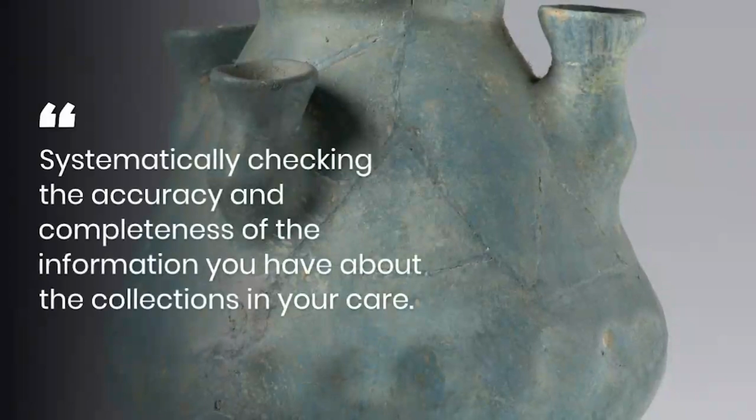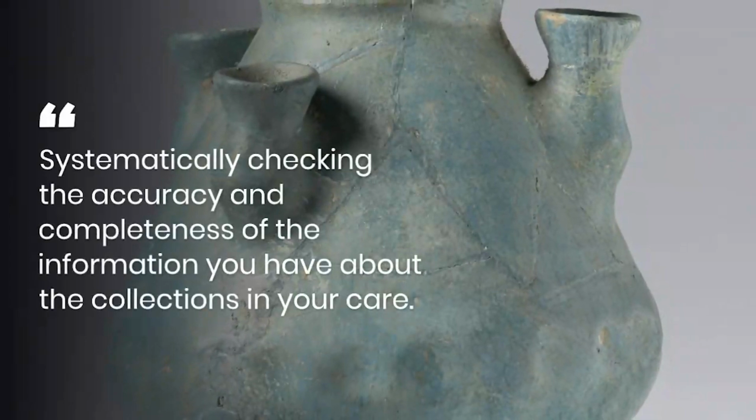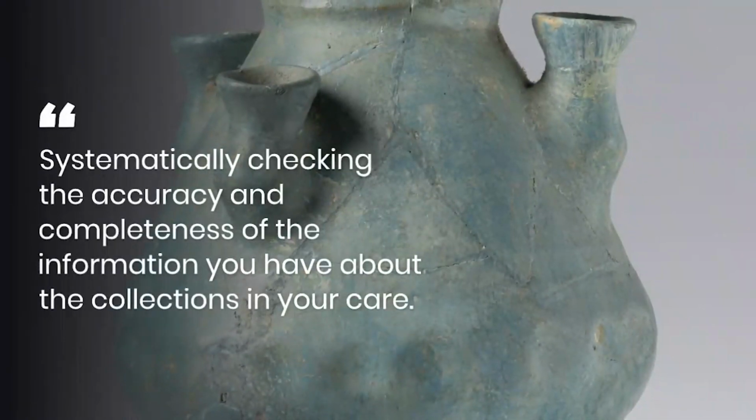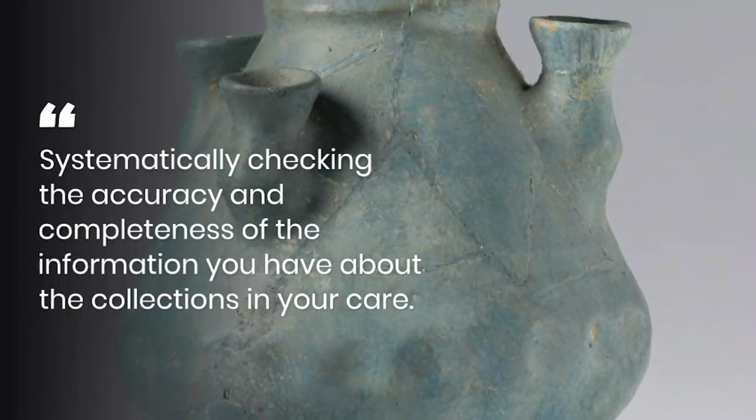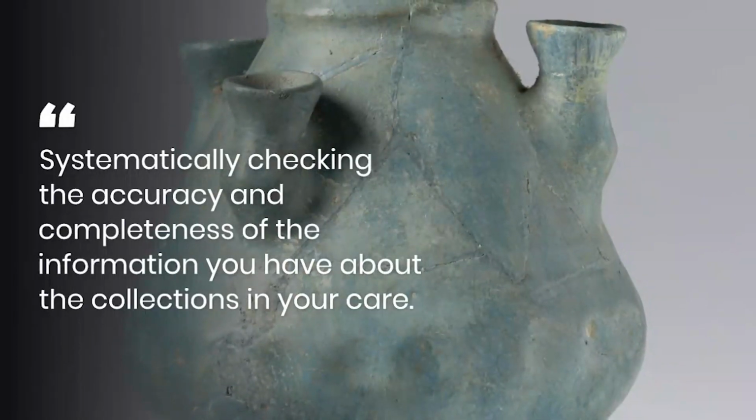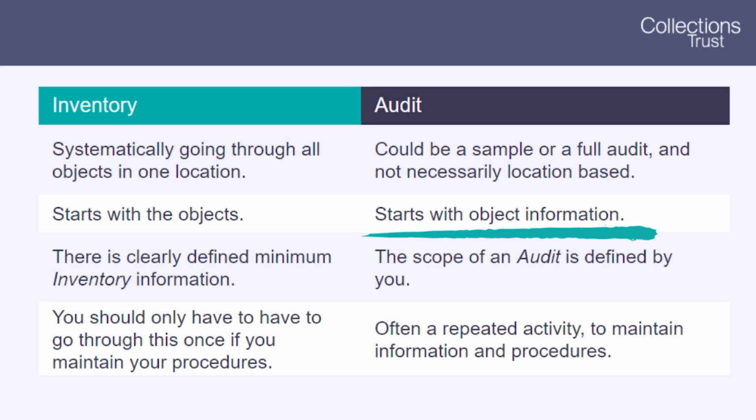Audit is defined in Spectrum as systematically checking the accuracy and completeness of the information you have about the collections in your care. To carry out an audit, you start with the information you already have. For example, checking that location information matches the physical reality by going to the location recorded for an object and seeing if the object is there.